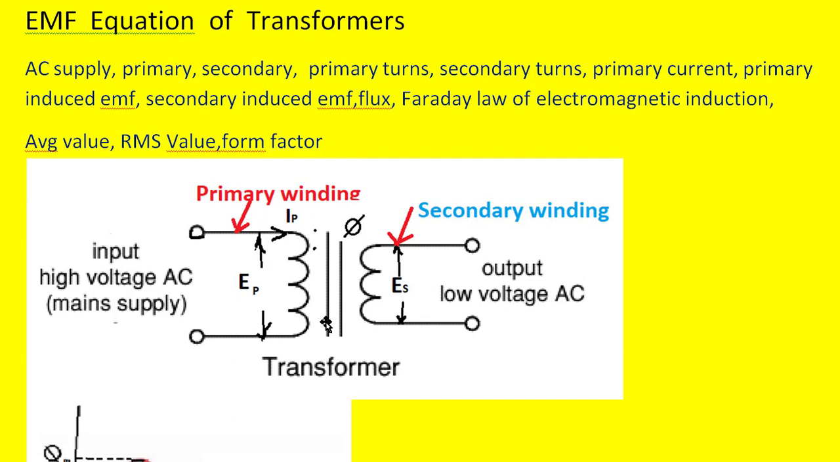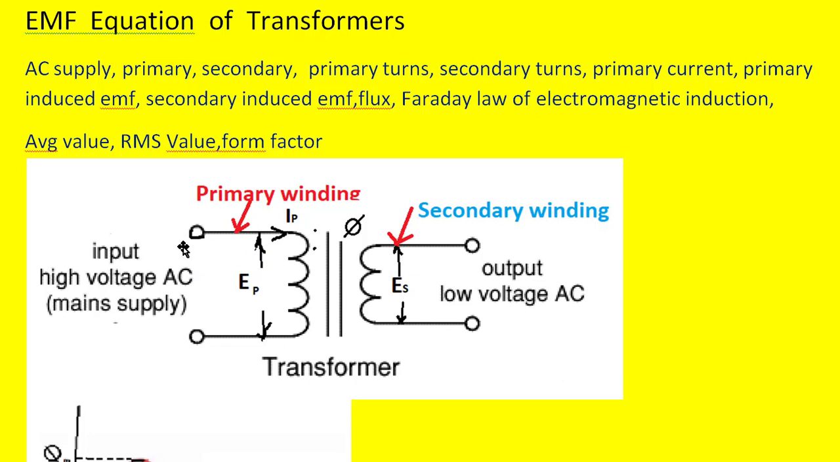If you look at this diagram, this is a transformer representation. This is the primary winding and this is the core, transformer core, which is a magnetic material, and this is the secondary winding of the transformer. What is the meaning of primary winding? The winding which is connected to the main supply is called the primary winding. The winding which is left open or connected to the load is called the secondary winding.